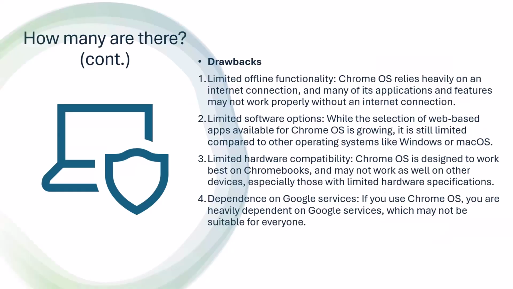Drawbacks: if you're offline, you pretty well can't do much. Software for Chrome OS is not as large, again, mainly because you're using it online. But if you can get online and you have an application that runs in a browser like Chrome, then you can run it. And again, it's designed best for a Chromebook, which has been designed specifically for Chrome OS. And if you're a Chrome OS user already, you're probably familiar with everything. However, that kind of makes you dependent on Google.